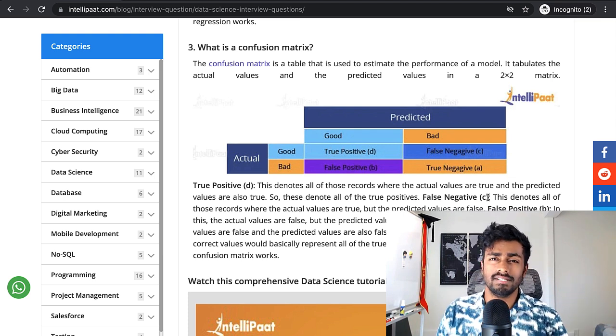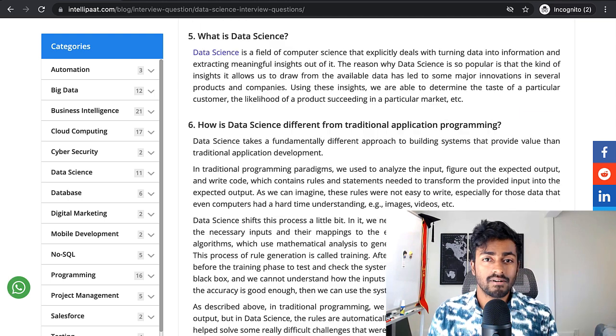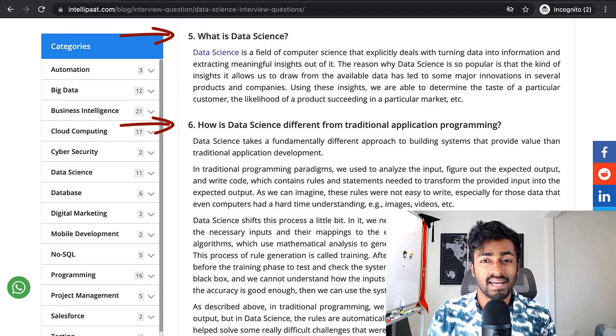In addition to this, you might want to define true positive rates and false positive rates, probably with an example. I have a video about this that I made a while back, so if you are interested in this, please do check it out. Coming on to our next questions, what is data science and how is data science different from traditional application programming?